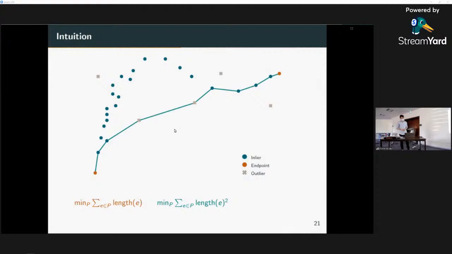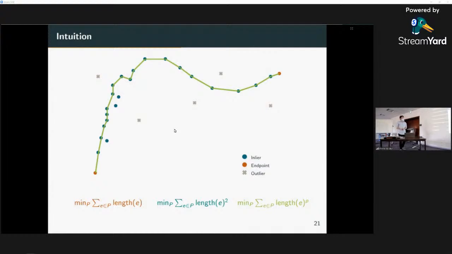But following the same idea, we can use a larger exponent. And for exponent 8, for instance, here, we get this path that is a lot closer to what we're looking for. It doesn't go through all inlier points, but that's okay. But it does follow the right shape of the set of points, and it avoids outliers.